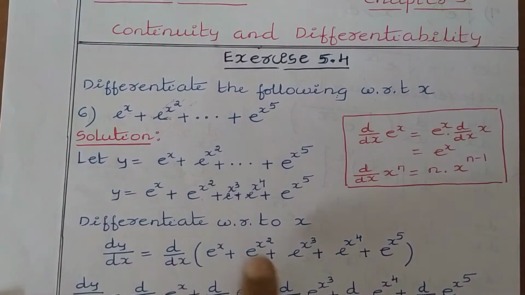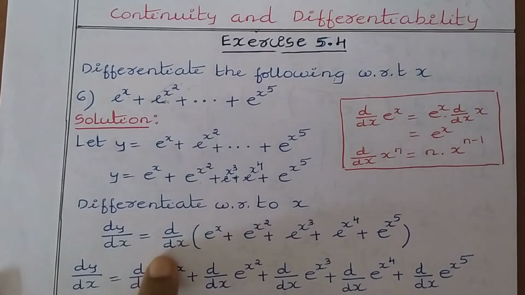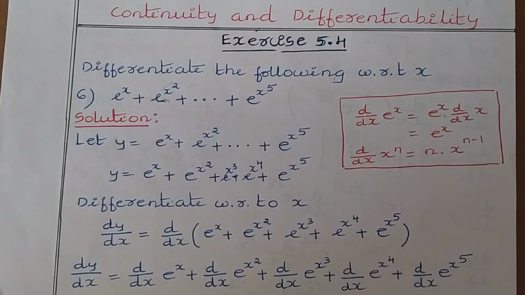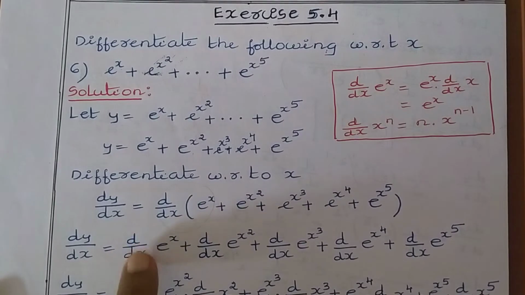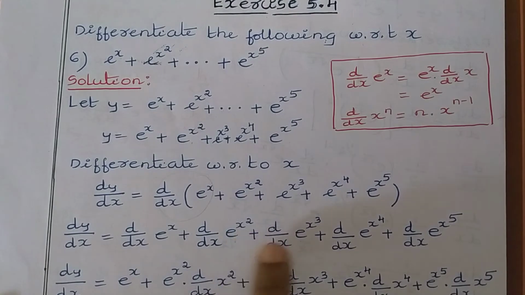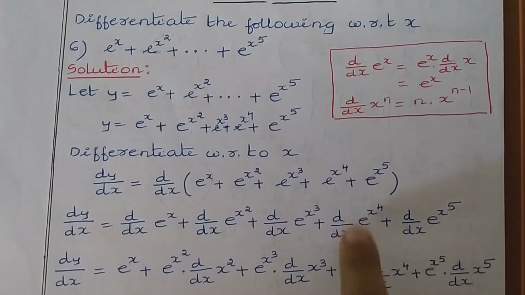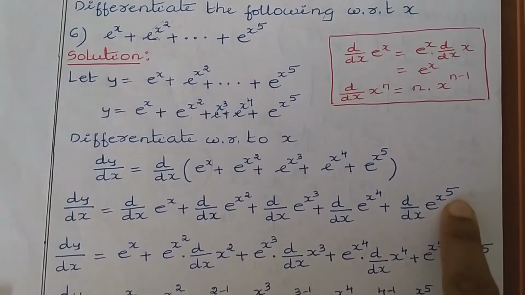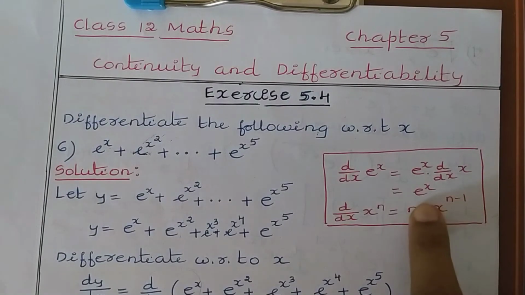Now let us differentiate this with respect to x. So we get dy by dx is equal to d by dx of this. Here we have a plus sign. So now we have to differentiate each term separately. So we get d by dx of e to the power x, d by dx of e to the power x square plus d by dx of e to the power x cube plus d by dx of e to the power x to the power 4 plus d by dx of e to the power x to the power 5. Here derivative of e to the power x is e to the power x only.